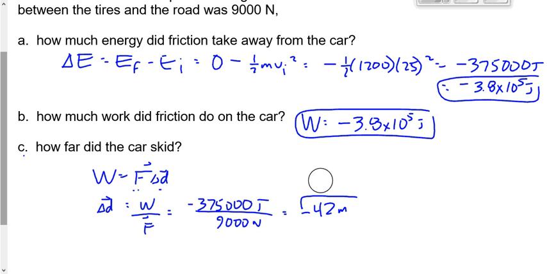No, hold on. Oh, wait a second. What have I done wrong here? Yeah, that should be a negative value for work, right? But friction should be a negative value as well, right? Because friction acts to oppose the motion. So when I divide those two, I get positive 42 meters.